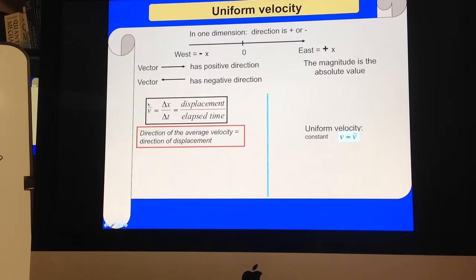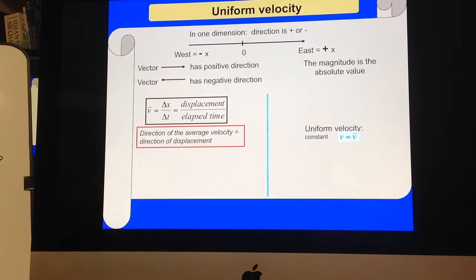Here we have the average velocity, which is the displacement over time, and as we said, the direction of the average velocity is always the same as the direction of the displacement. If the displacement is towards the east, positive displacement, the velocity is positive. If we are moving in the negative direction, then my velocity is in the negative direction.